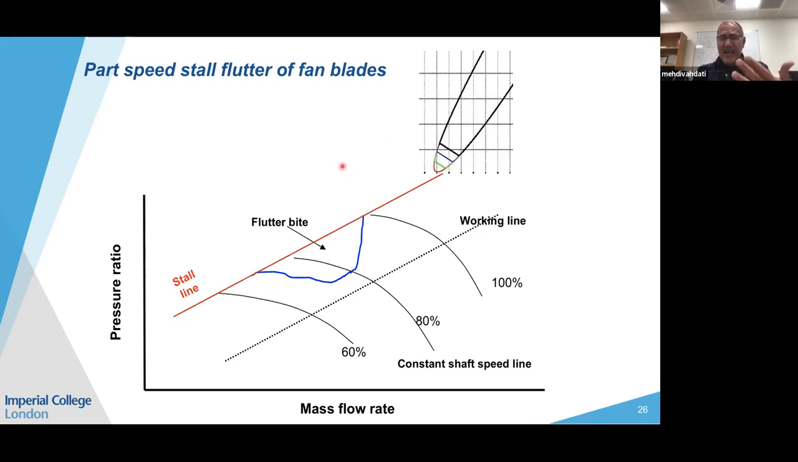However, as the blade becomes older due to natural wear and tear, foreign body object damage, and so on, you start losing leading edge. Consequently, in one way you can think of losing leading edge as moving your working line to a higher working line, and you could potentially reach a situation where your working line goes through the flutter bite and it becomes unstable. So consequently, you want to have a large margin between your flutter or the most instability and your working line.